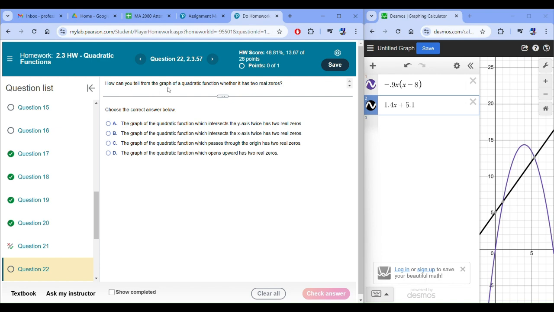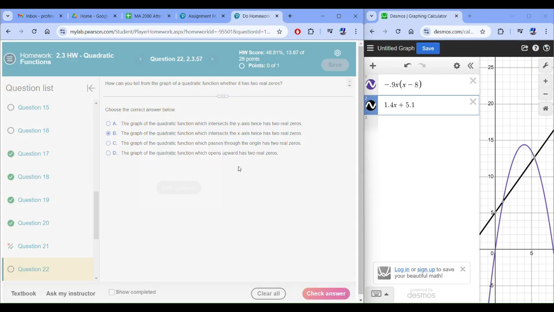How can you tell if the graph from the quadratic function whether it has two real zeros? If it touches the x-axis twice. The graph of the function intersects the x-axis twice, has two real zeros. There we go.